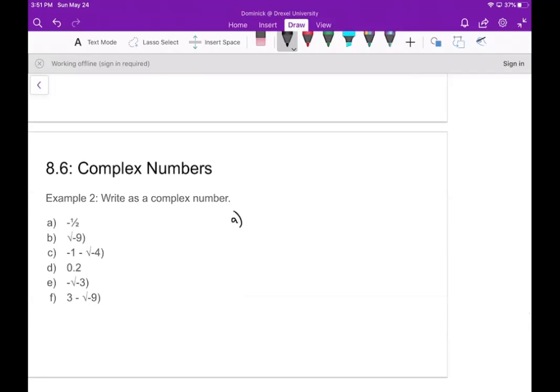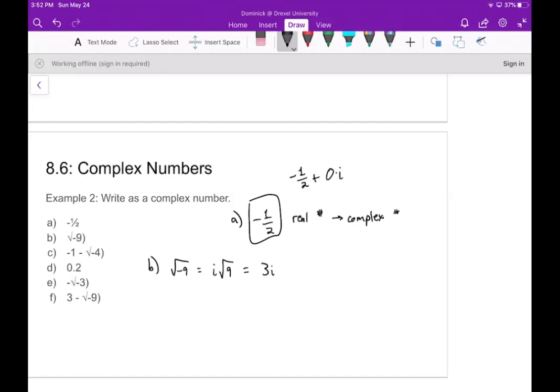So part A, we have negative 1/2. Well, this is already a real number, so it's a complex number. If you really wanted to, you could say this is negative 1/2 plus 0 times i, but we usually don't do that. So this is fine as is. Now part B, we have the square root of negative 9. Since I have a square root of a negative, I want to pull an i out and then make that positive. Well, what's the square root of 9? It's 3. So this is 3 times i.